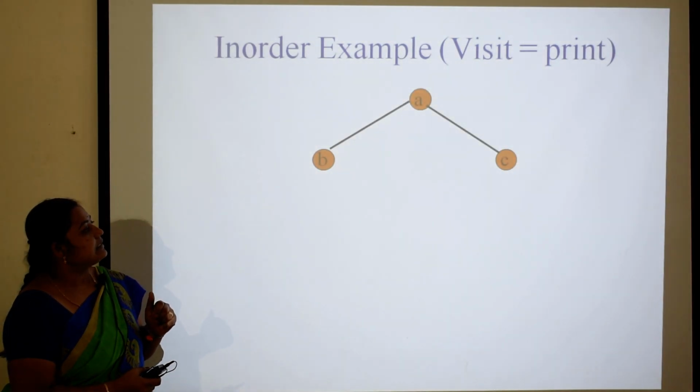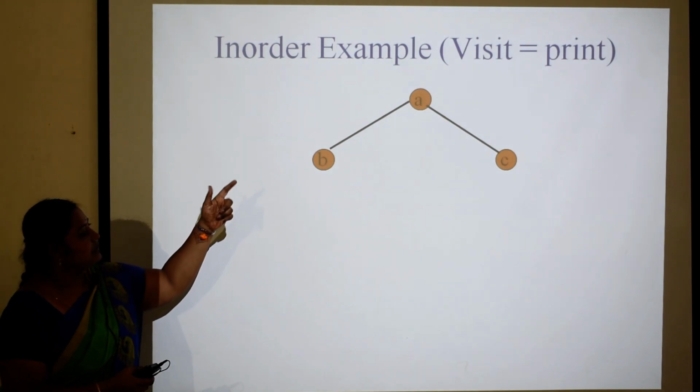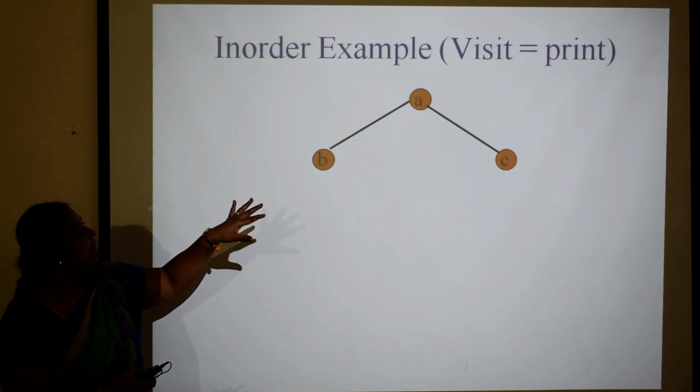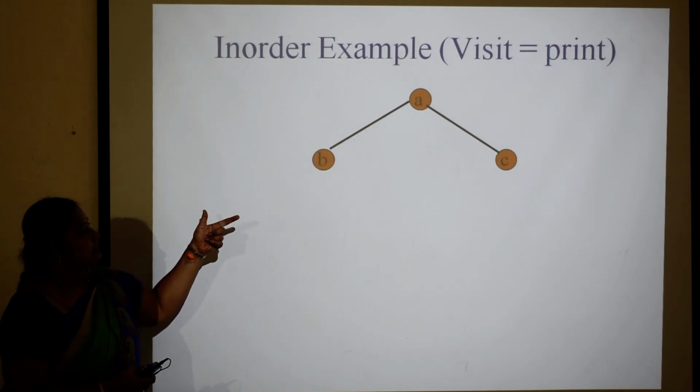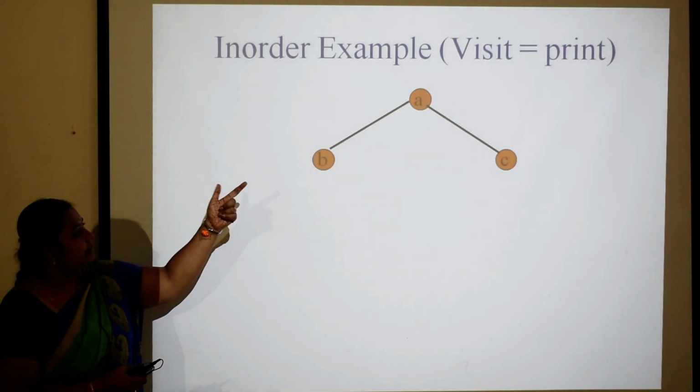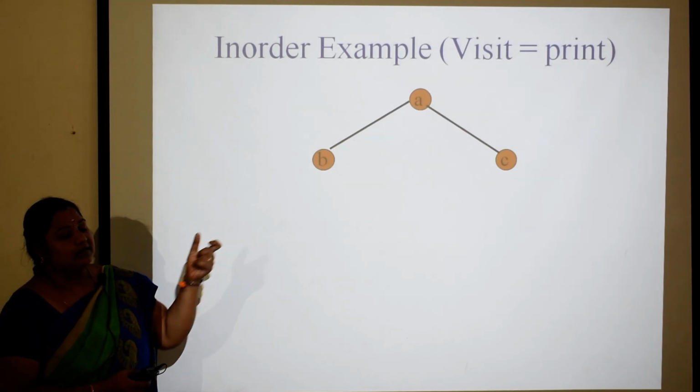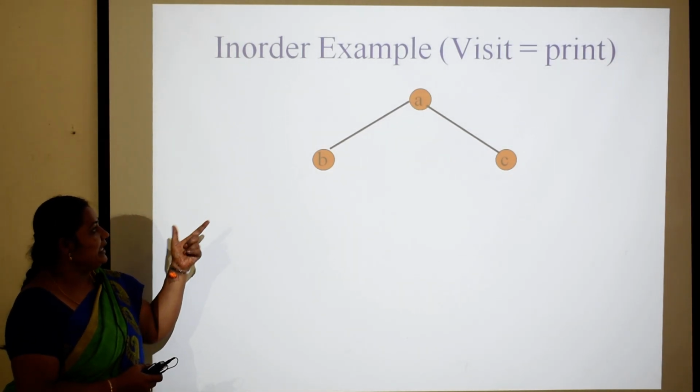Here, this is a simple example of a binary search tree. In in-order, it prints B, A and C, because B is the leftmost left child, then A is the root node, then C is the right child. So it prints B, A and C.